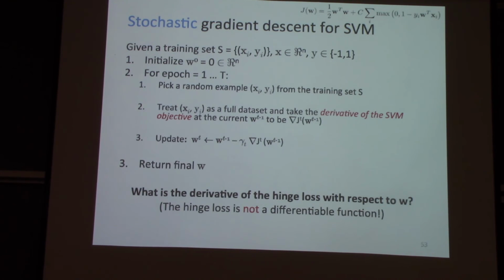Okay, so this is the stochastic gradient descent algorithm. This is the original form. Notice that step 2.1 is pick a random example. And the only thing left is how we can calculate the derivative and make an update. We haven't covered that part yet, and I will cover that.